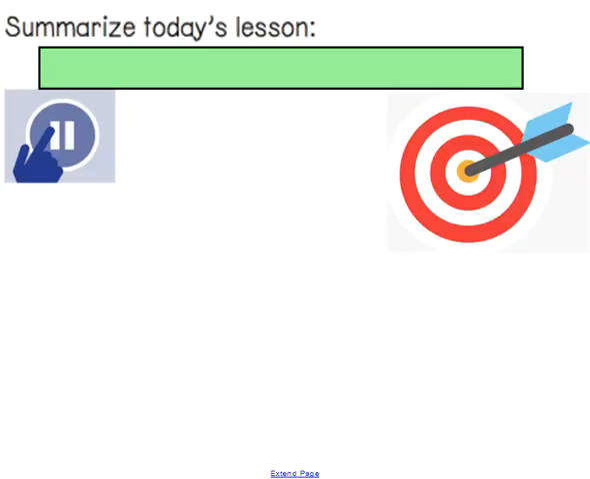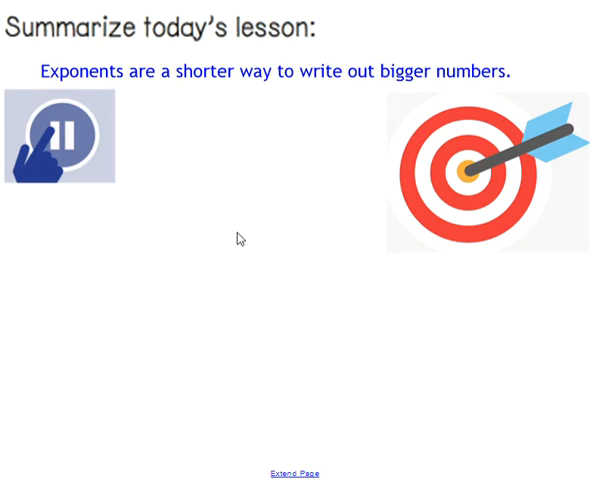It's just extra information. If I were to summarize today's lesson, there's a big thing to write down right here. You should write this down right now, okay? Exponents are a shorter way to write out bigger numbers. Pause if you need to, but that's the summary for this.